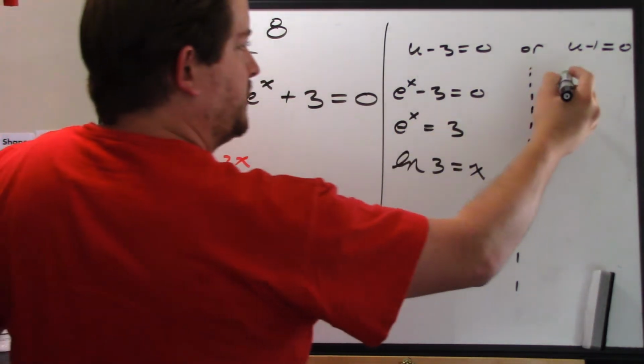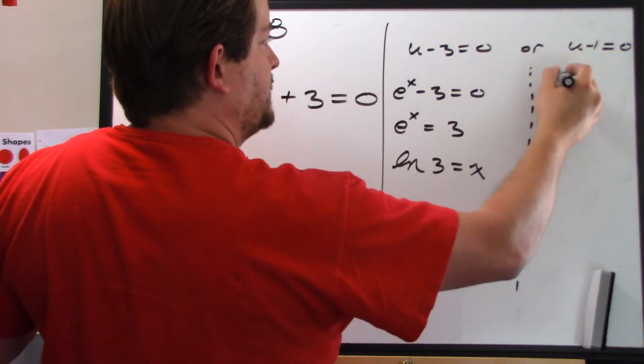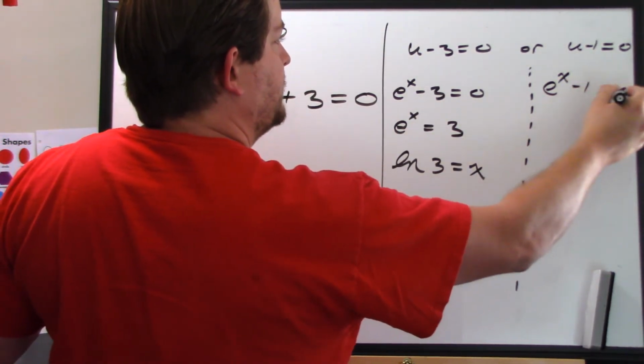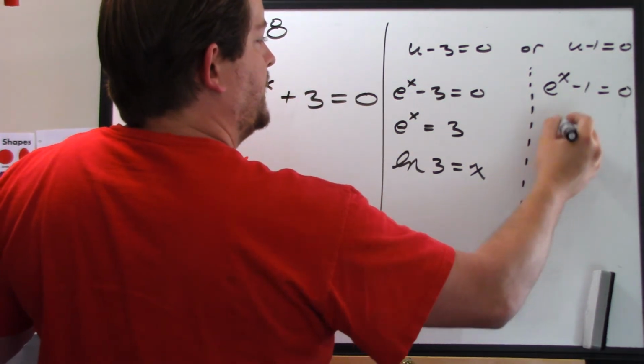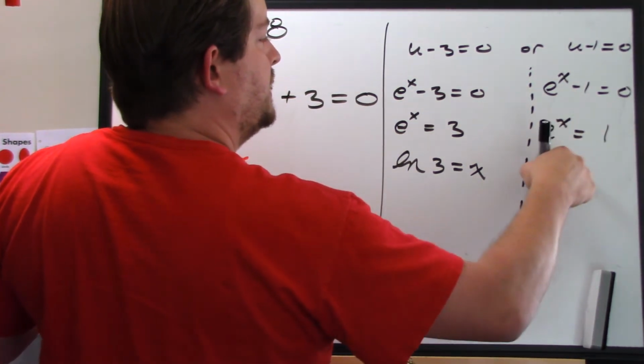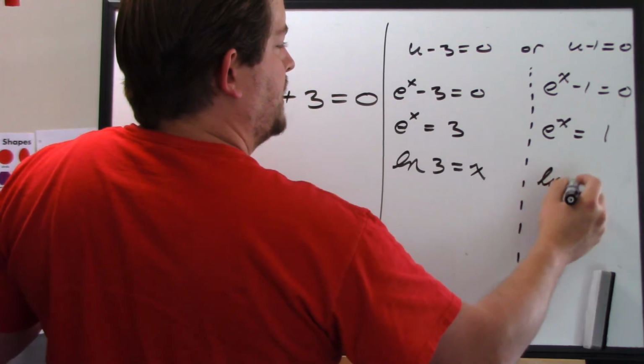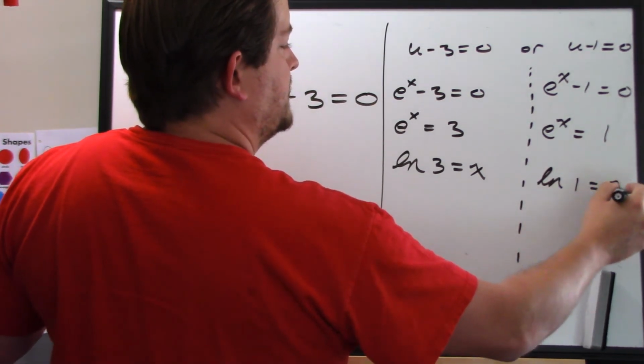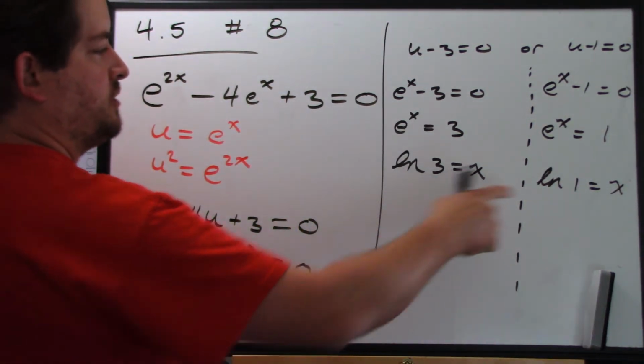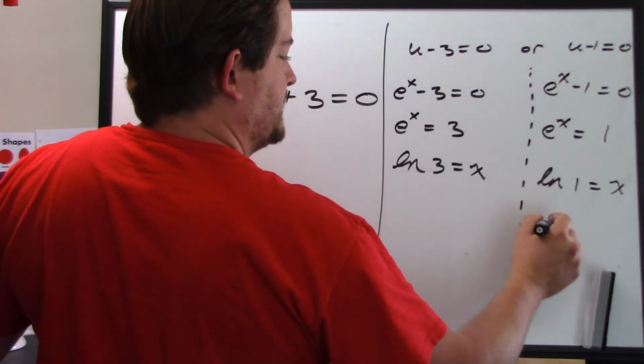Same story over on the other one. u is e to the x, so this becomes e to the x minus 1 equals 0. Add the 1 over, I get e to the x equals 1. I can rewrite this as the natural log of 1 equals x. Right? The natural log of 1 I know is 0, so I get a 0 out of this.